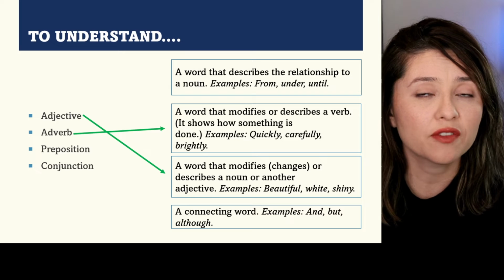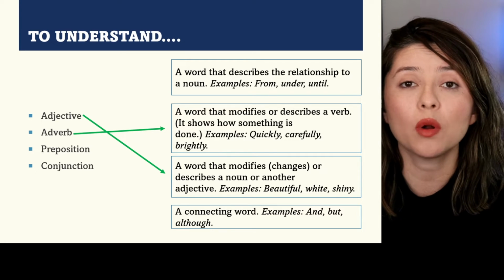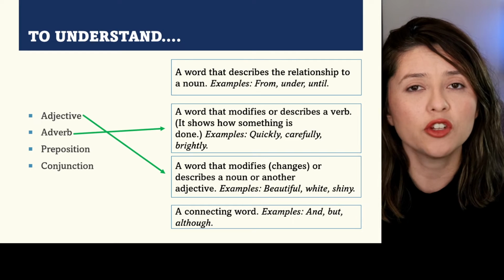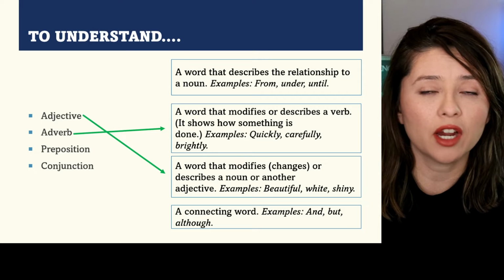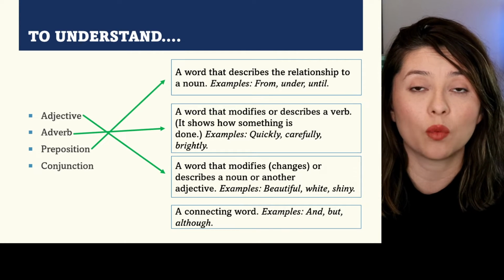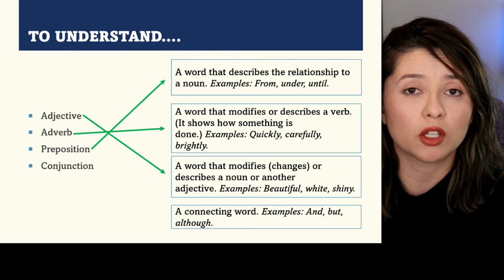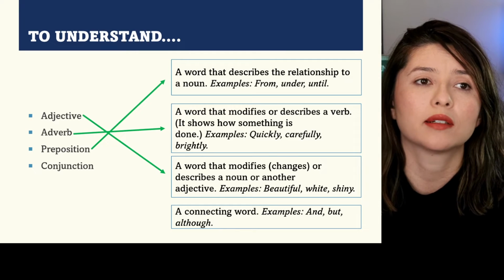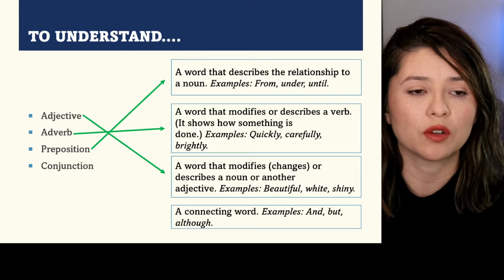And then you have an adverb, which is a word that would describe further your verb or other adverbs. Usually they end in ly, like quickly and carefully and brightly, but not always. Preposition, it's a word that describes the relationship to a noun. So it may tell you the location or the purpose of something. So it can be from or under or until.